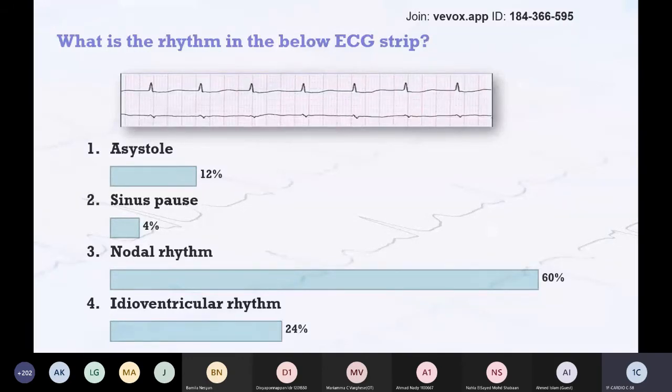So asystole, again, guys, means a flat line. So you don't have anything at all. So just a flat line. Sinus pause, that you have a sinus going with a P wave, and then you have a flat line for less than 3 seconds, then again it's normal again. The nodal rhythm, which you can see here in the upper strip, is exactly like the normal, but without a P wave. Idioventricular rhythm, we should have a wide QRS, and we should have a bradycardia. So the correct answer here should be the nodal rhythm.